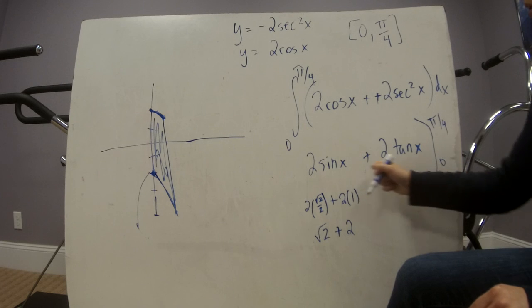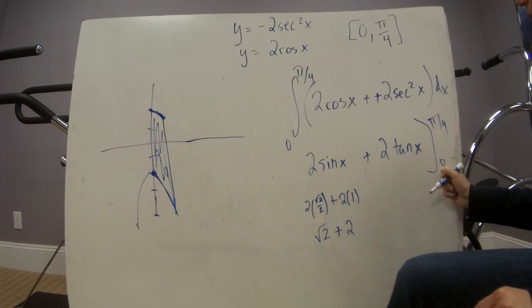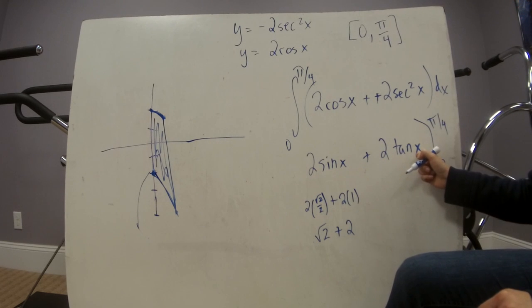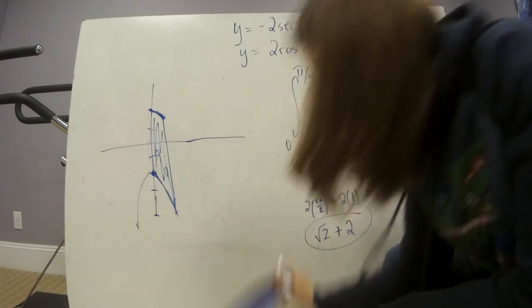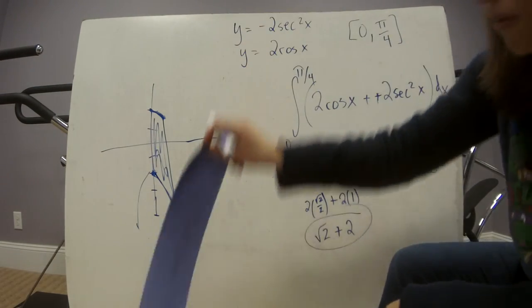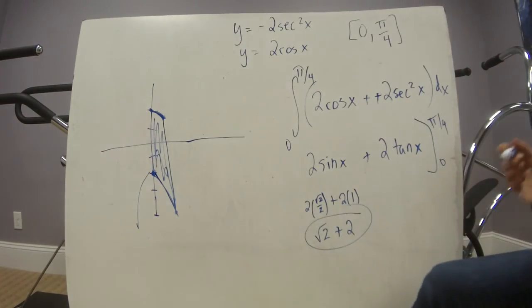When I plug in 0, sine of 0 is 0, times that's 0. When I plug in 0 to here, tan of 0 is y over x. Shouldn't it be 0 still? Yeah, boom. Root 2 plus 2 is our final answer. That's what it says. I'm digging it. I'm feeling good. Everybody feeling good?